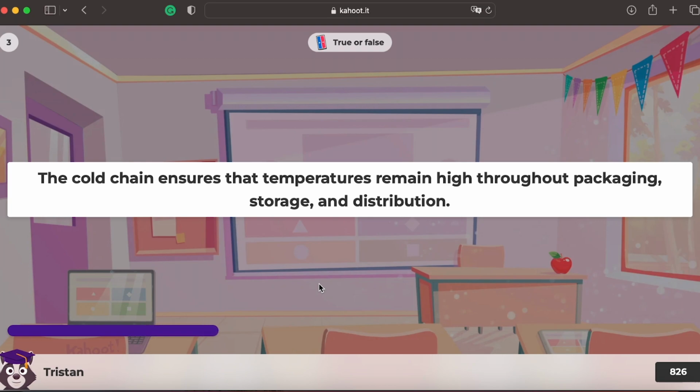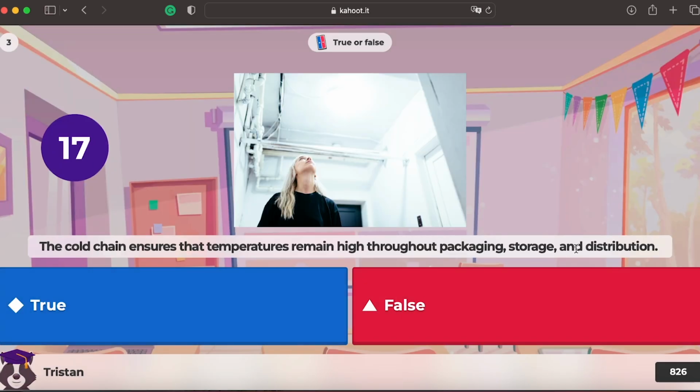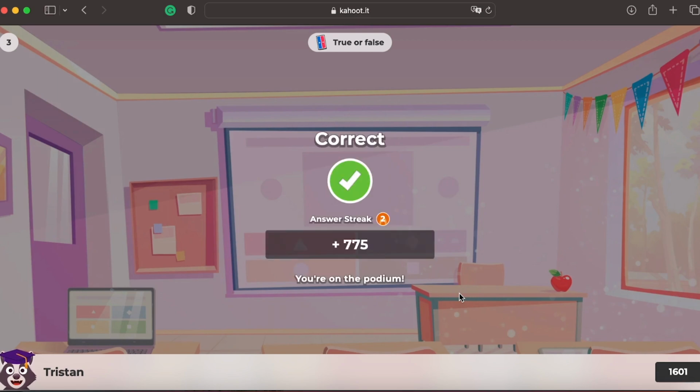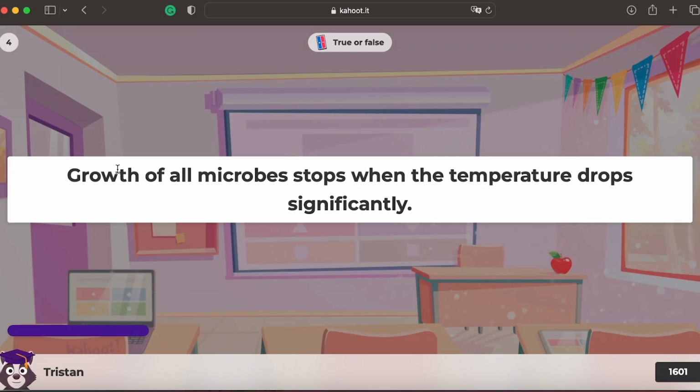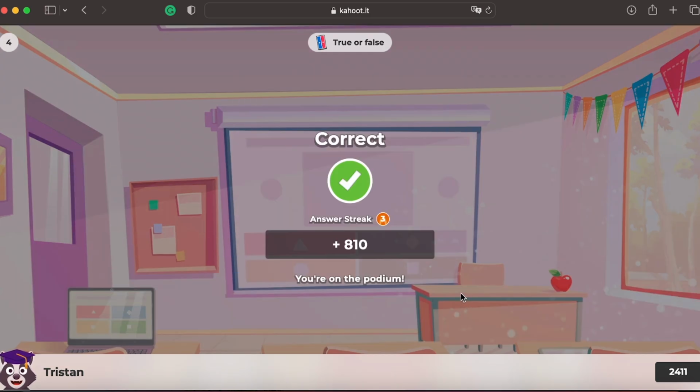The cold chain ensures that temperatures remain high throughout packaging, storage, and distribution. Cold chain makes temperature high? I think it's false. Yes. Growth of all microbes stops when the temperature drops significantly. Here they say all microbes, so I don't think that it's all. So yes.